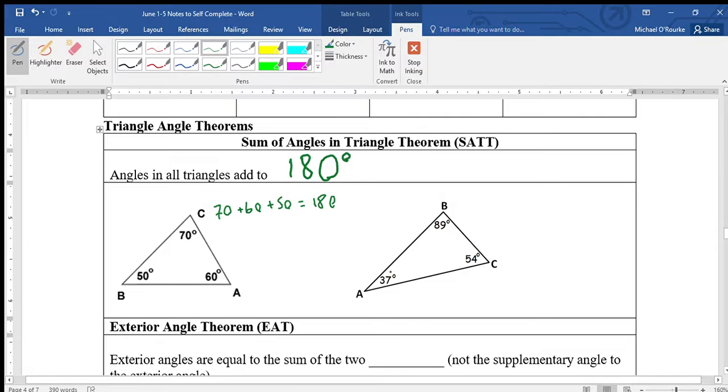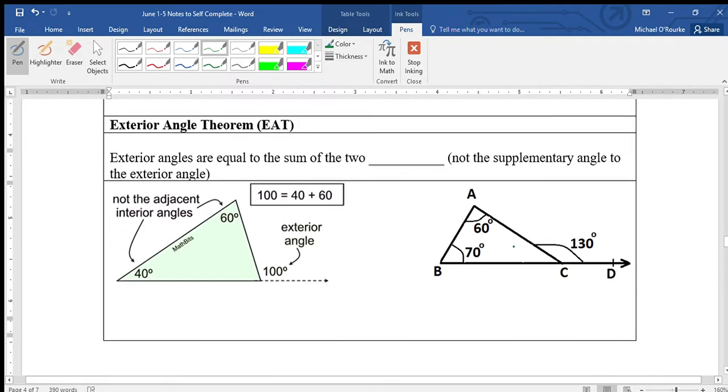Right? So hypothetically, if I was missing this one, and we name that A or whatever along those lines, I would go 180 minus 89 minus 54 equals, I think that number is 37, if I'm not mistaken. And then I would say SAT. So all angles inside a triangle add up to 180.